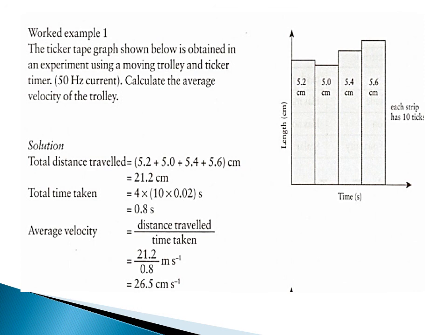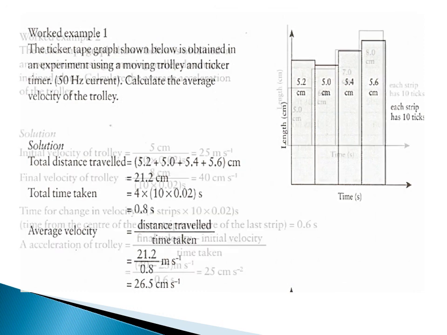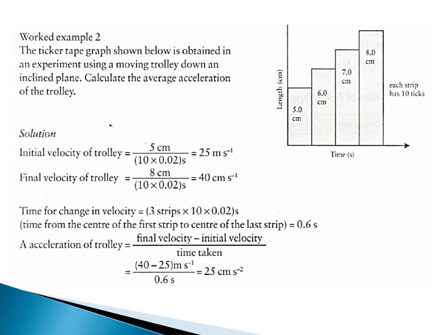So now we have the distance traveled is 21.2. The total time taken is 0.8. Average velocity is distance traveled over time taken. So equal to 21.2 over 0.8, so the answer is 26.5 meter per second. Okay, girls? I hope you understand. We go for the next worked example.